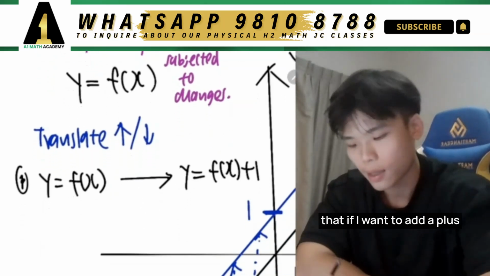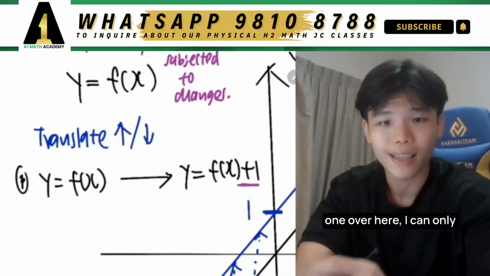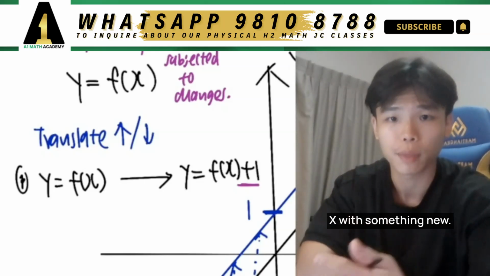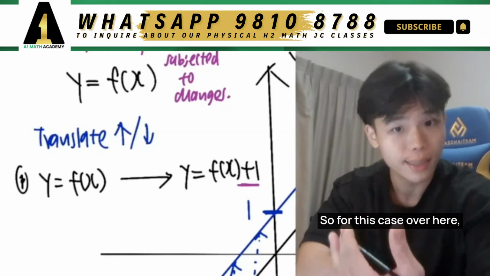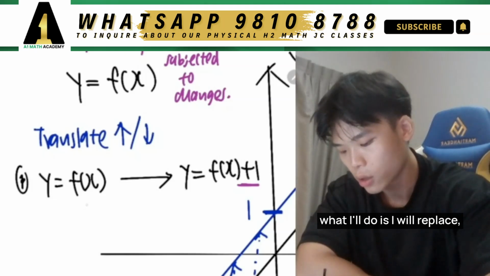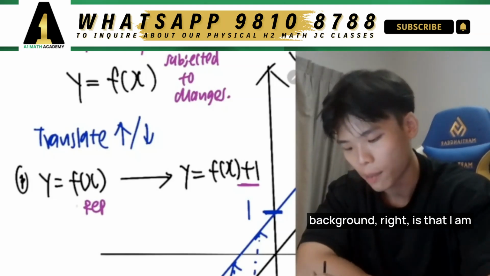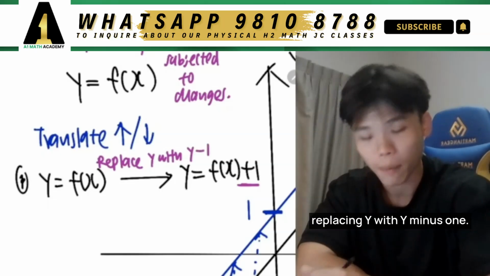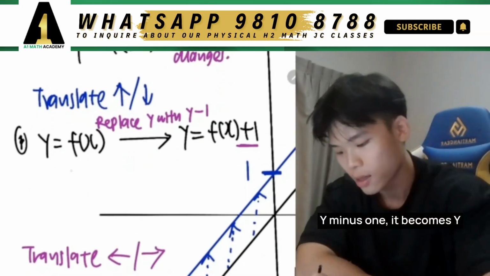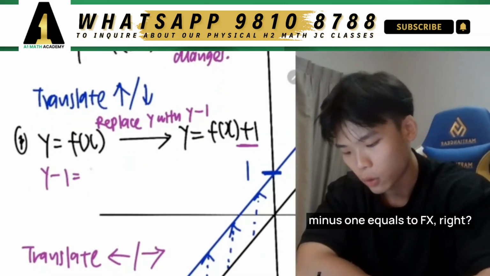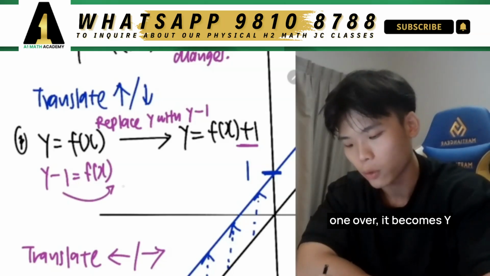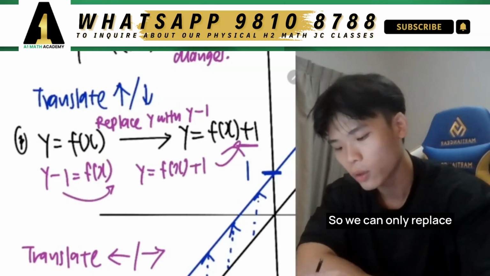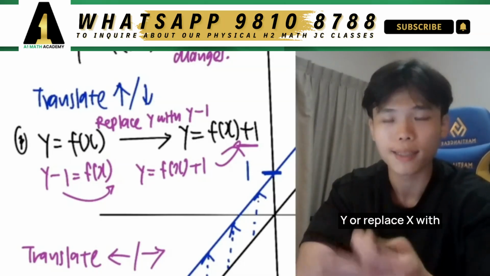What that means is that if I want to add a plus 1 over here, I can only replace y with something new, or I can only replace x with something new. I cannot do anything else. So for this case, what I'm doing in the background, right, is that I am replacing y with y minus 1. Because when I replace y with y minus 1, it becomes y minus 1 equals f(x), right? And then when I shift the 1 over, it becomes y equals f(x) plus 1, which is what we want at the end. So we can only replace y or replace x with something new.